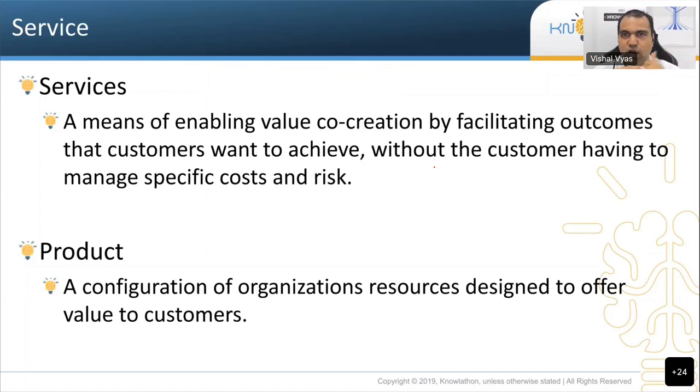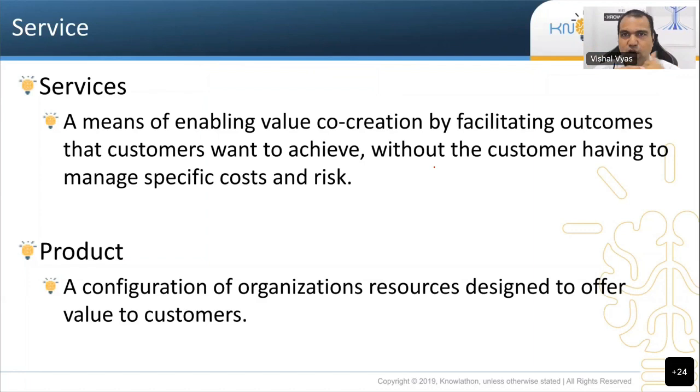Sorry. So what is the service in this case? What is a laundry service? A laundry service should enable value co-creation. We'll discuss this word value co-creation soon. Enable value co-creation by facilitating the outcome. What is the outcome in this case? Clean, neat, presentable clothes. This is the outcome the customer wants to achieve.